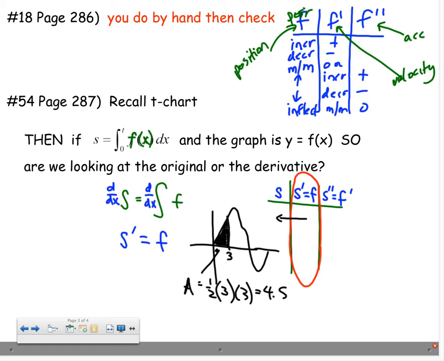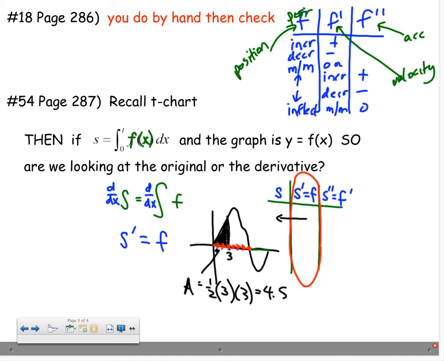Let's talk about what it's doing. At this point right here, where we're walking, what are we doing? We're walking forward. Are we still walking forward? Yes, we're slowing down, but we're still walking forward. We walked forward until we got right here. And now what's happening is we're actually walking backwards, aren't we?